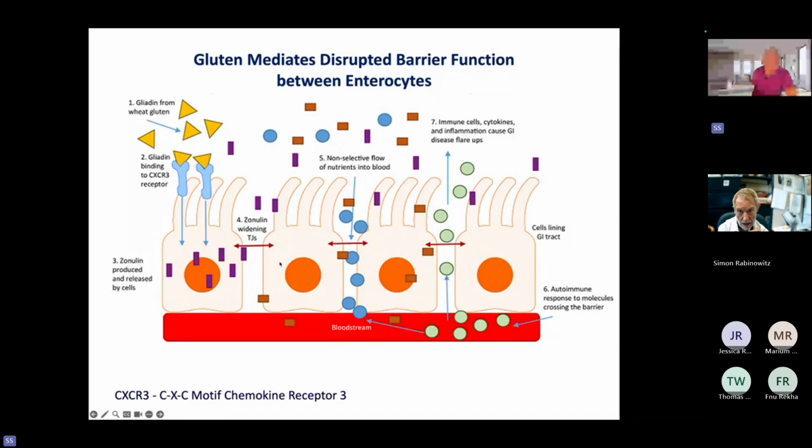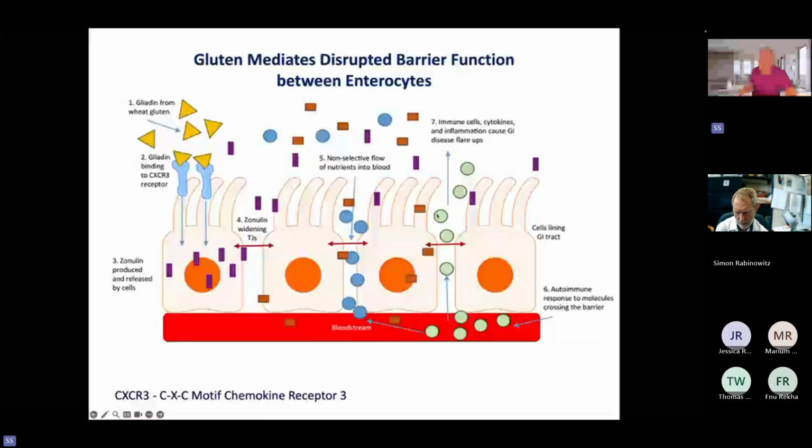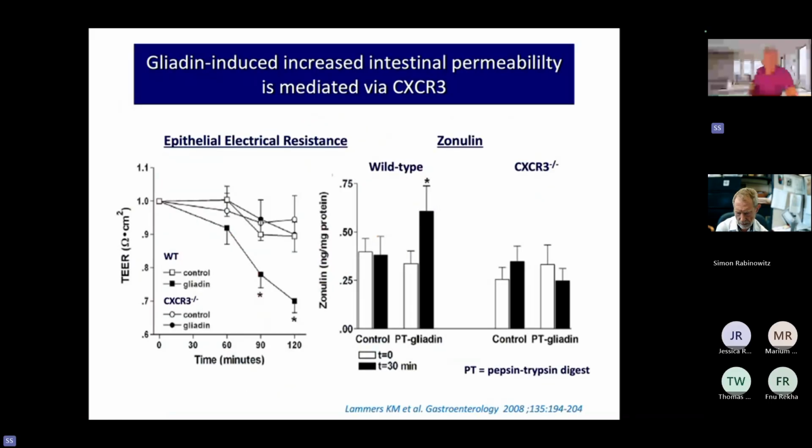This results in zonulin widening the tight junctions, which permits a non-selective flow of nutrients and other molecules into the blood. Then, based upon how our immune system reacts to this non-selective flow of nutrients, immune cells, cytokines, and other inflammatory cells cause destruction of the mucosa and the resultant symptomatic disease. So this CXCR3 receptor is required in order for gluten to exert the opening of the tight junctions.